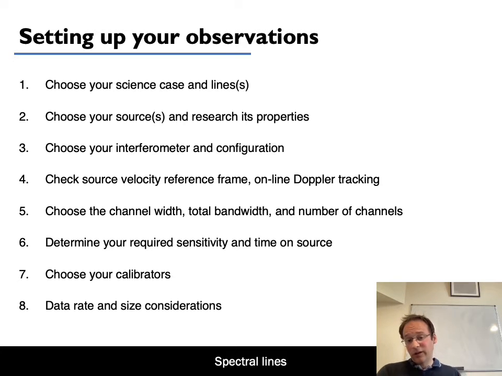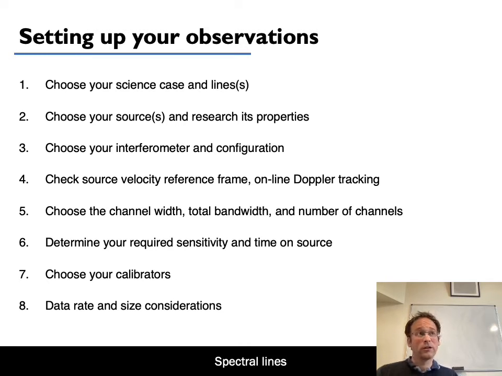Okay, so once you've got your science goals, then you may want to choose which source you want to observe, or sample of sources, in order to achieve those science goals. And you, of course, want to research around their properties. So once you've got your sample and your science case, then you want to think about which facility you might use in order to carry out this experiment. And also, once you've got your facility, you might want to think about its configuration as well.